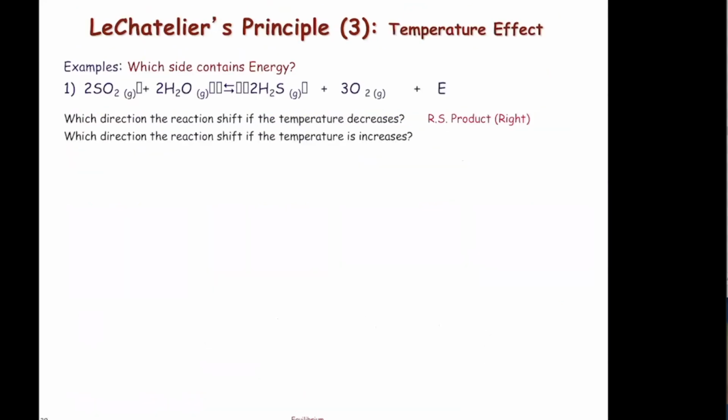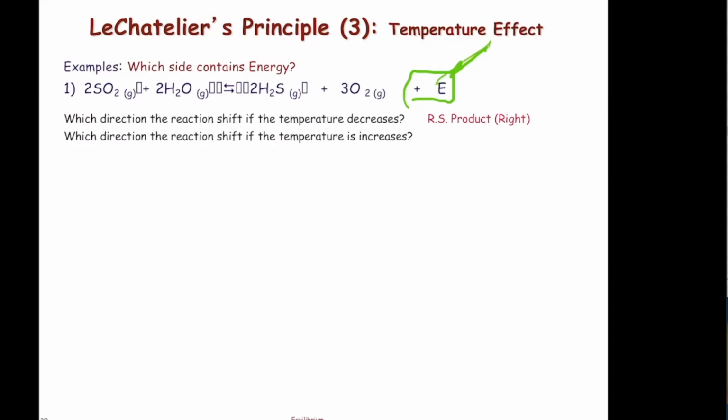Here's a reaction, and you can see that I have plus E. So right away, you know that energy is a product. Energy is a product. So in which direction does the reaction go if you decrease the temperature? When you decrease the temperature, it's like removing energy. You're lowering the temperature, you're removing the energy. So there's a deficit on this side. There's a deficit on the product side.